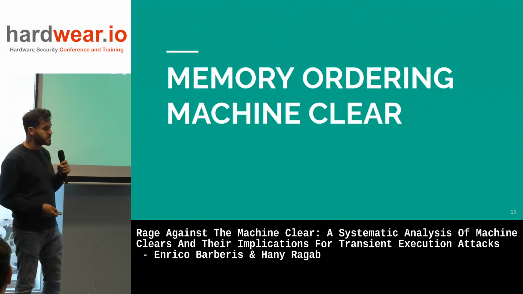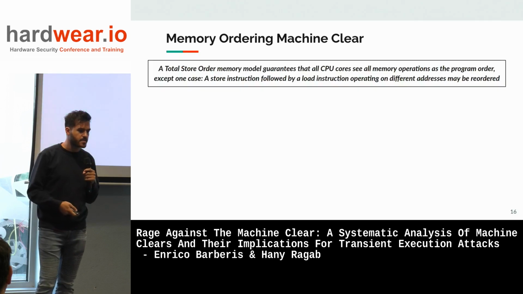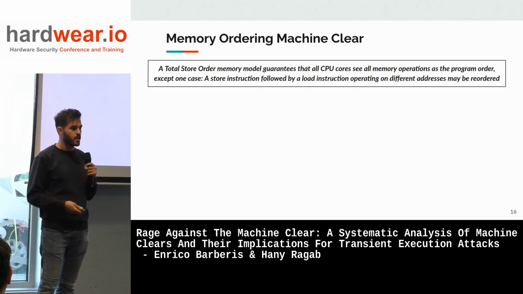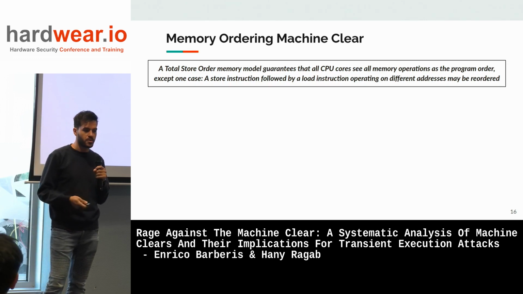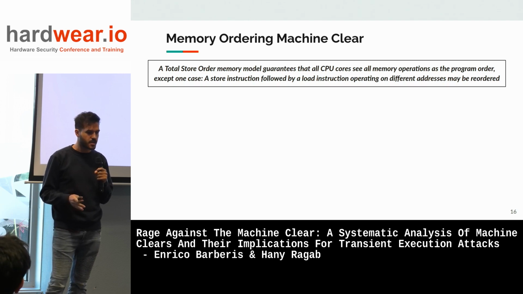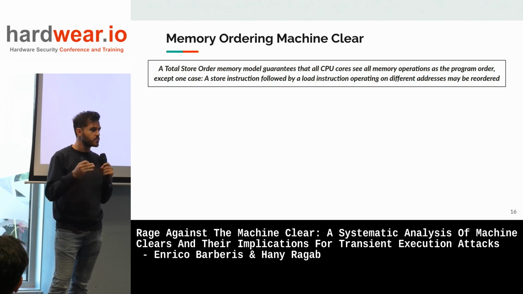The second type we're presenting today is memory ordering, and it's based on a total store order memory model, which is the one adopted by modern processors, which guarantees that all CPU cores see all memory operations in program order, except in one case. If we have a store instruction followed by a load instruction operating on two different addresses, these two instructions might be reordered.